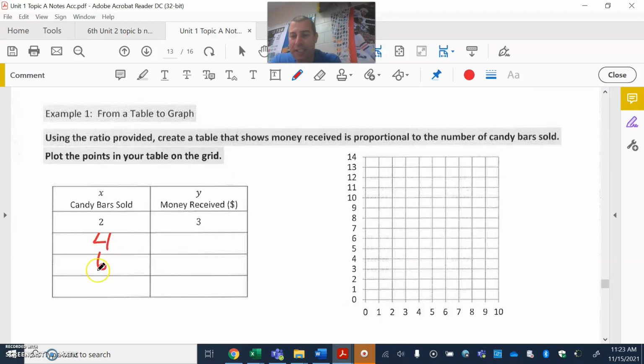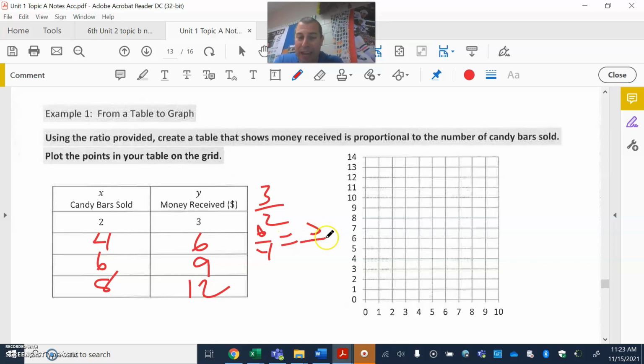2, 4, 6, 8, 3, 6, 9, 12. We can check and see if it's proportional. We can do our y divided by x, and we get 3 halves. For the next one, I get 6 fourths. But if I divide it by 2, we do get 3 halves.